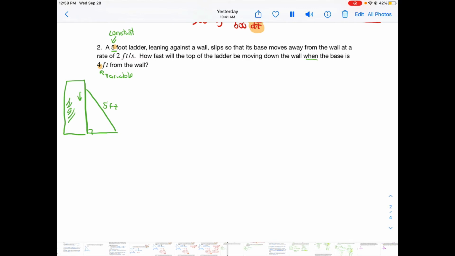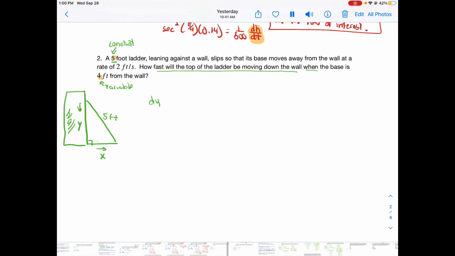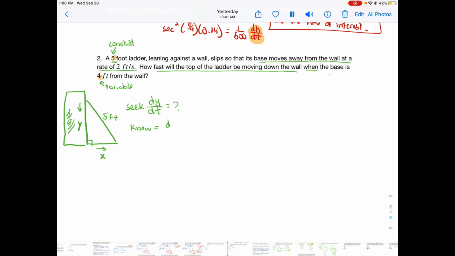So the ladder sliding down and the bottom sliding out, I'll just call this x and y. Just choose some variable for each of the sides. All right, so the rate of change I know, and the rate of change I'm trying to find. How fast is the ladder moving down the wall? That would be dy/dt, and that's the rate of change I'm seeking. Now, what rate of change did I know? The base moves away from the wall at a rate of 2 feet per second, so that would be dx/dt, because that's the base moving.